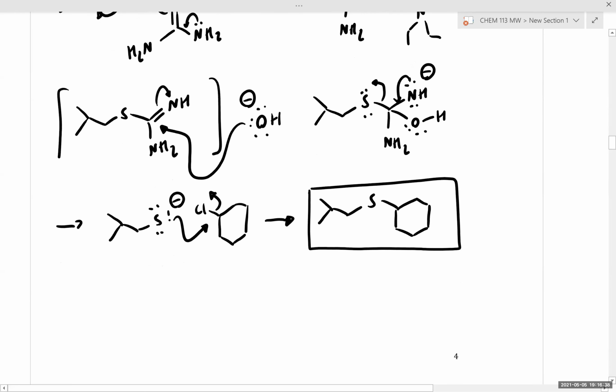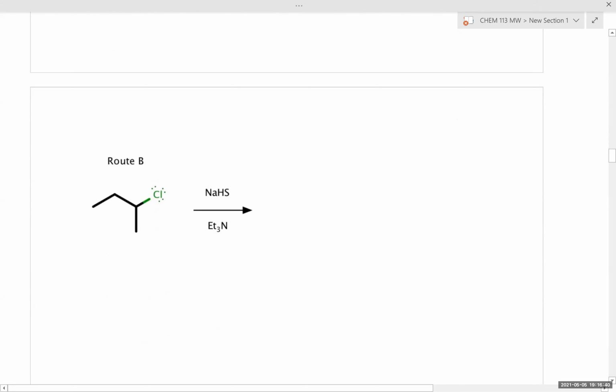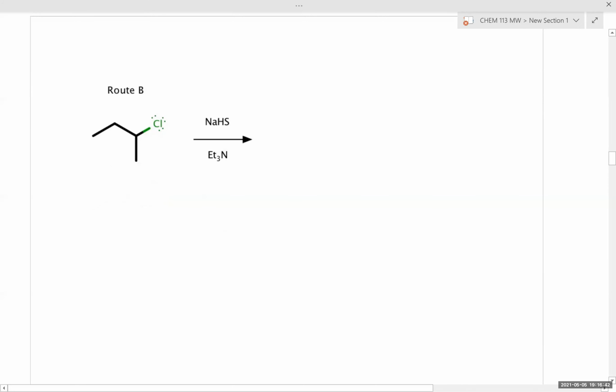Okay, let's look at the mechanism for the hydrogen sulfide process. In this case, when you have an alkyl halide and you treat it with sodium hydrogen sulfide, rather than seeing simple monoalkylation, you typically end up getting polyalkylation. And this is why sodium hydrogen sulfide is useful for generating symmetrical sulfide products.